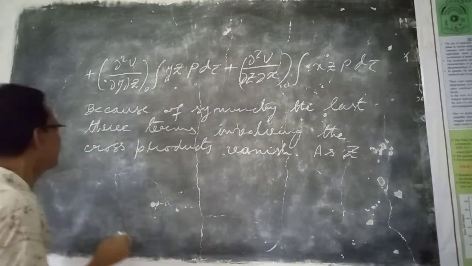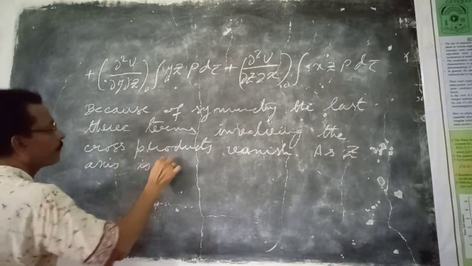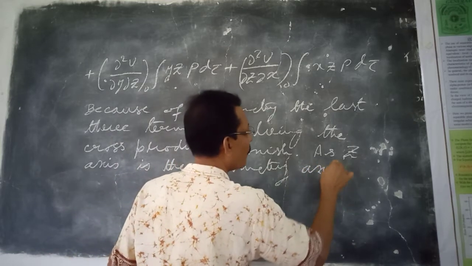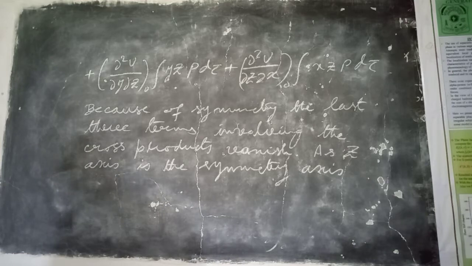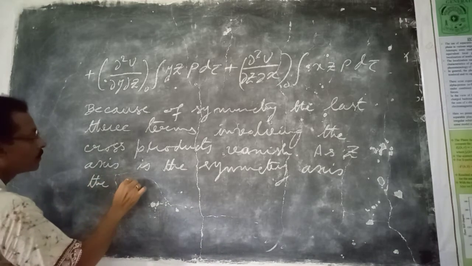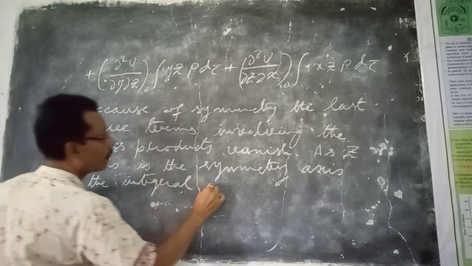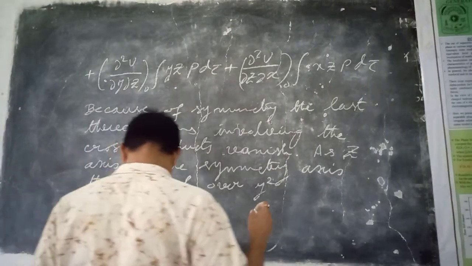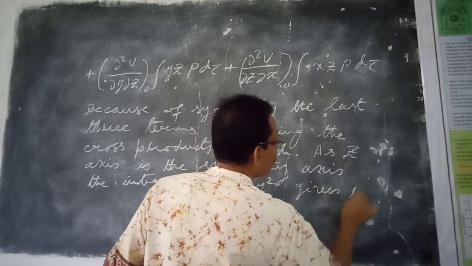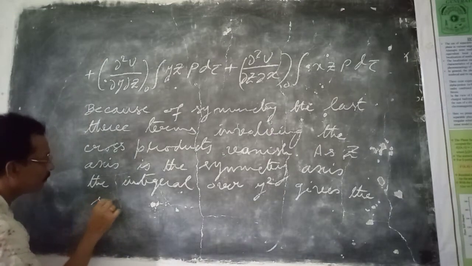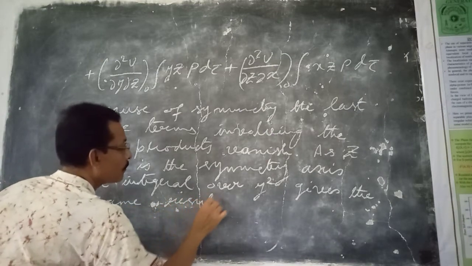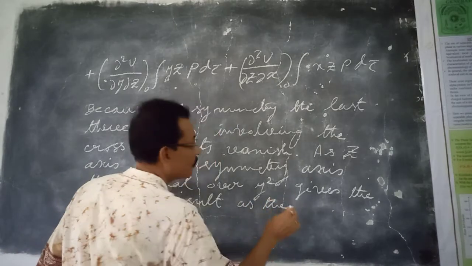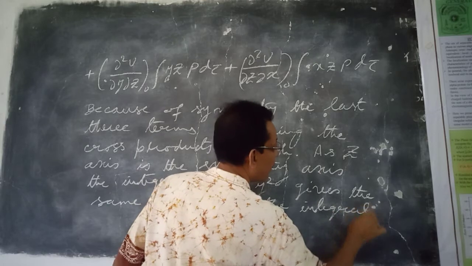Therefore, as the z axis is the symmetry axis, the integral over y square gives the same result as the integral over x square.